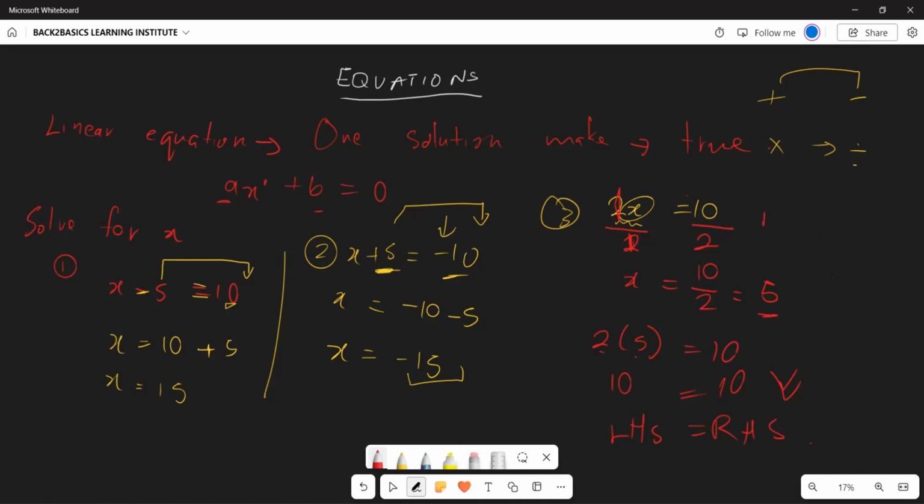Please note that whenever you have a multiplication sign, to get rid of the multiplication operation you need to divide. And whenever you have a division sign, you move back to multiplication. Hopefully this makes sense.